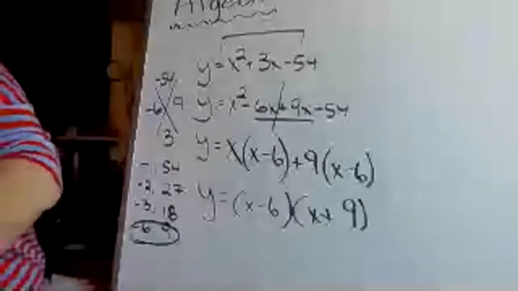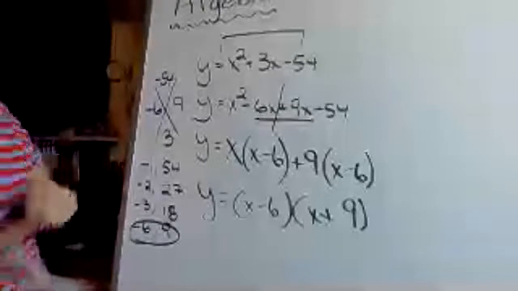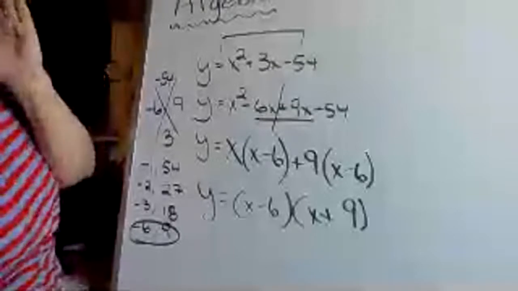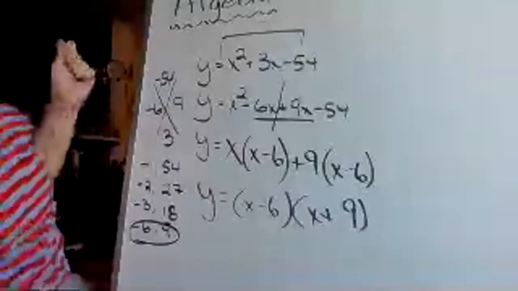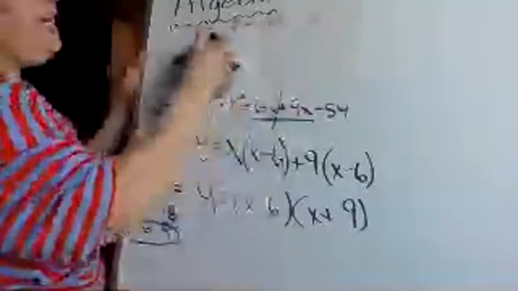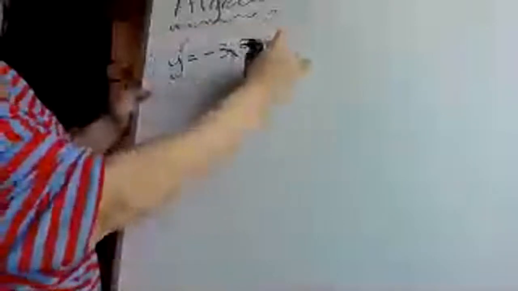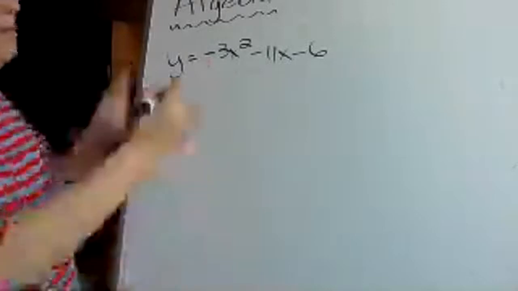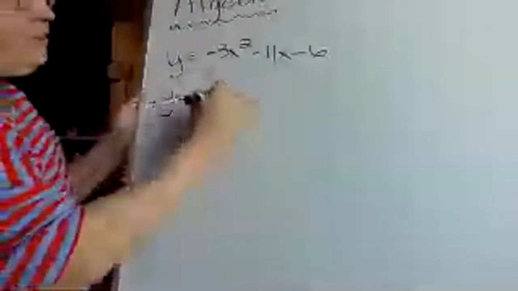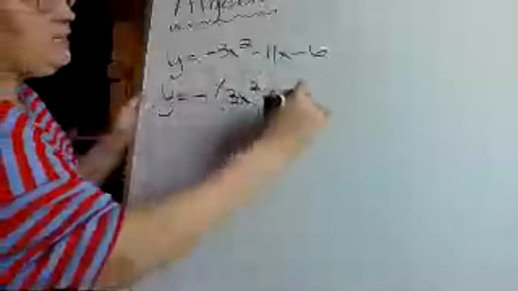So Hannah, I'm going to go back to the question you asked. I'm going to do number 26 on page 553, but I'll change it and make a negative coefficient. So it's the exact same problem. I have negative 3x squared minus 11x minus 6. If it has a leading coefficient of negative, you automatically have to take that out. So I take out the negative: 3x squared plus 11x plus 6.